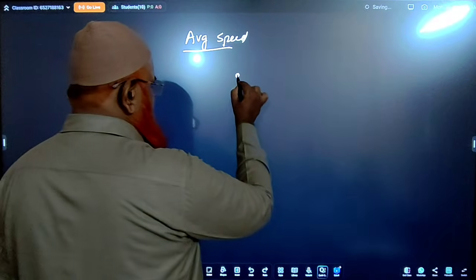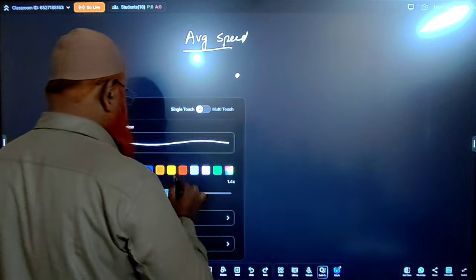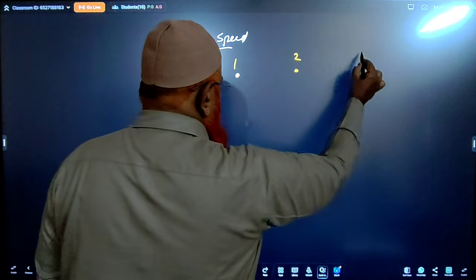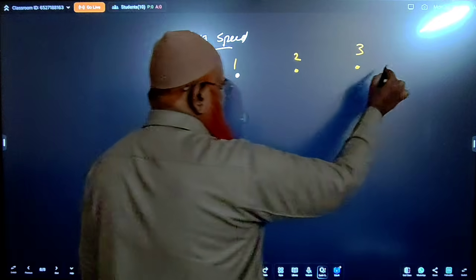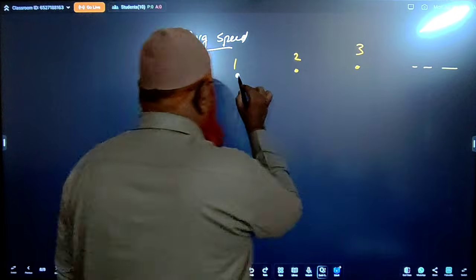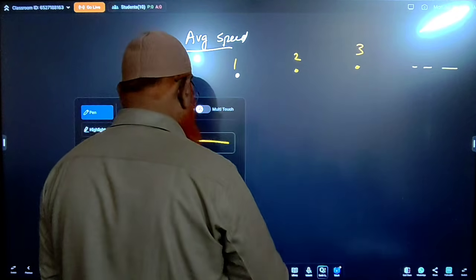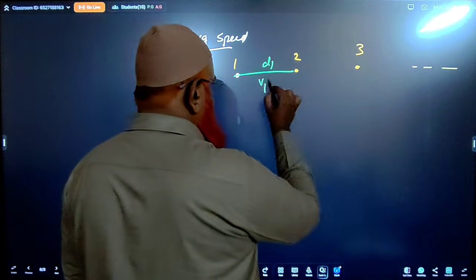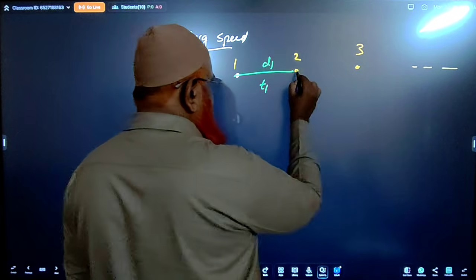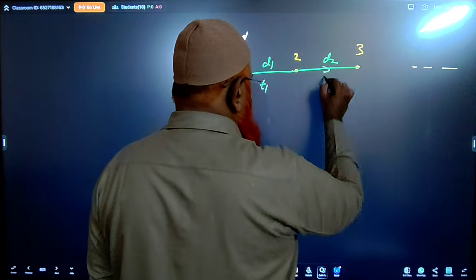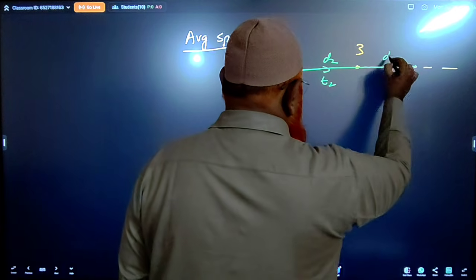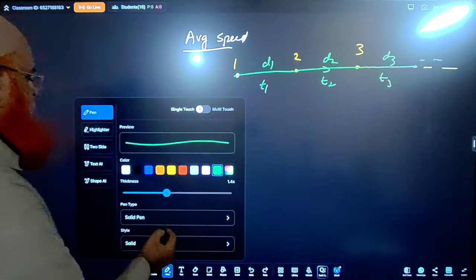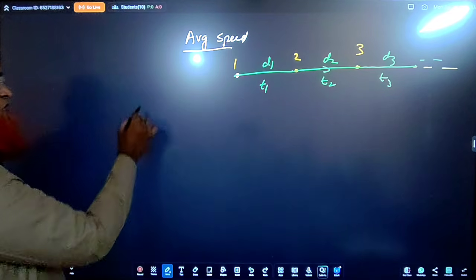Average speed is nothing but, there are some positions, like position 1, position 2, position 3, and so on. You have traveled a distance d1 in time t1. You have traveled a distance d2 in time t2, and so on, distance d3 in time t3, and so on. So you all know the formula for average speed.